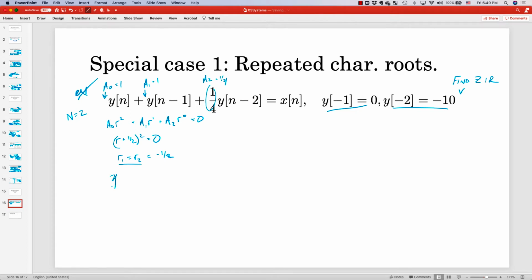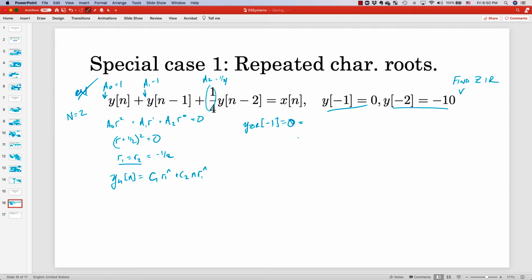And in this case, the homogeneous form of the solution is going to be some amount of that root raised to the n plus some other amount of n times that root raised to the n. Now, how much of C1 and C2 do we need? Well, that's where the initial conditions come in. So the zero input response at time -1, we are told, is equal to 0.